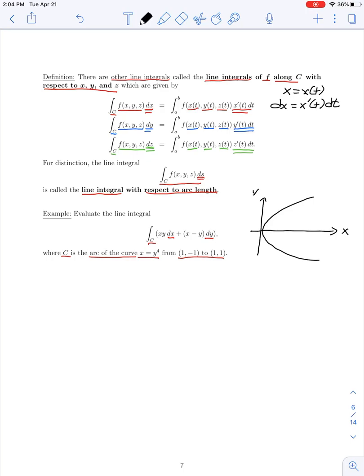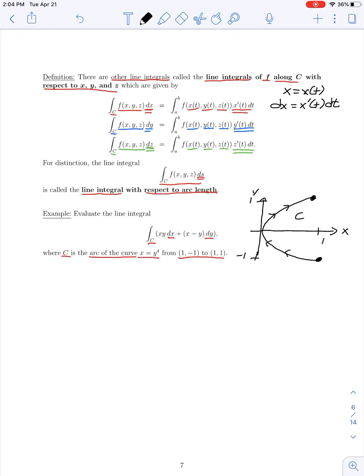And we're looking at the part of this curve that moves from the point 1, -1. So that is from this point. We are moving along this curve to the point 1, +1. So this would be our curve C.